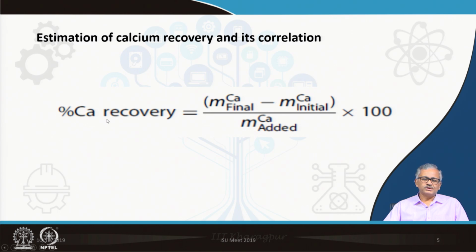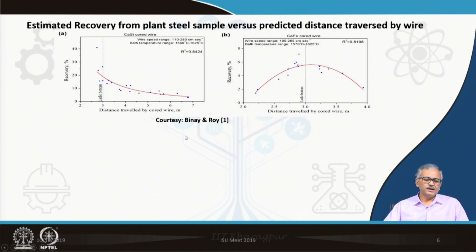So then we can calculate the calcium recovery, simple thing. Now again here you can see the recovery has been plotted against the distance traversed by the wire, where this is predicted and this is the estimated recovery. Excellent. In the case of calcium silicide, within the distance traversed, when the wire melts just near the bottom, in this data you can see the recovery is maximum.